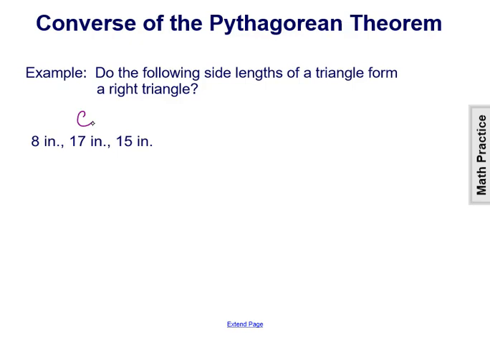Then A and B, it doesn't matter which one is which, because again, you're testing if those are legs, and it wouldn't matter which one is which in that situation. So A could be 8 or B could be 8, it doesn't matter. A could be 15, or B could be 15, it doesn't matter. We just have to make certain for sure that C equals 17 because that's the largest number.